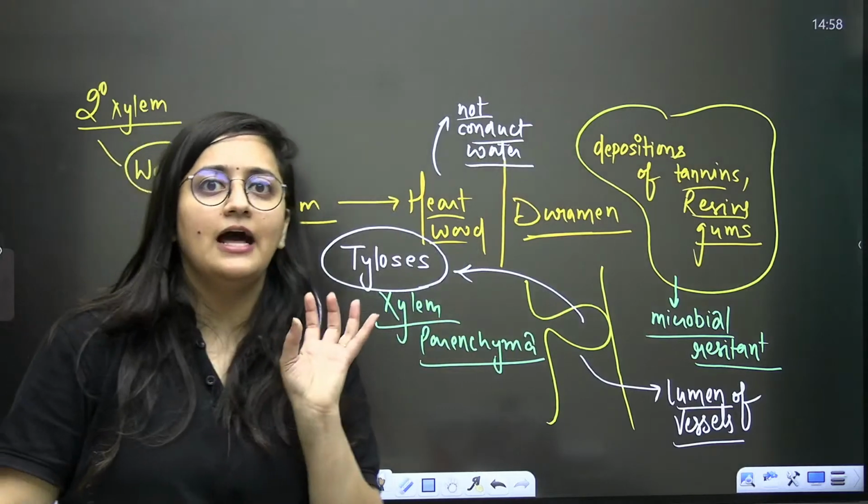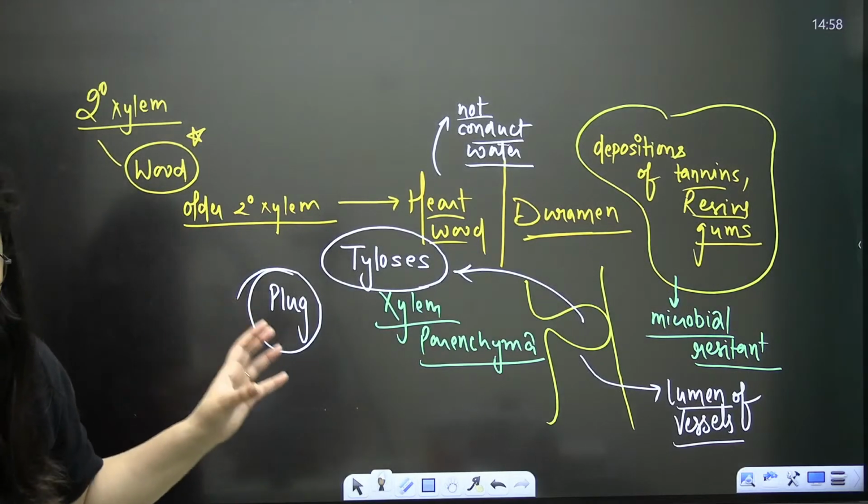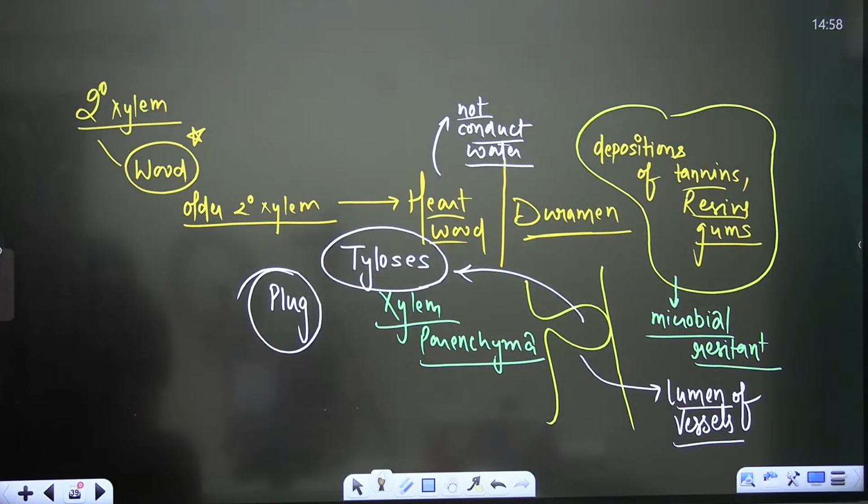So in the plant's case, that heart is not conducting anything. It is just a wood, dark in color, having the depositions of resins and gums, due to which it will become darker in color, microbial resistant, and it is not going to conduct the water. So it is the central region of the secondary xylem. Clear, bache? It is highly lignified. These tracheal plugs are present which will block the lumen of the tracheary elements.